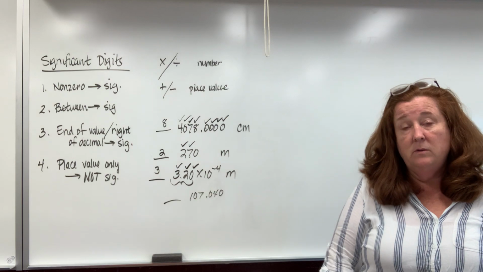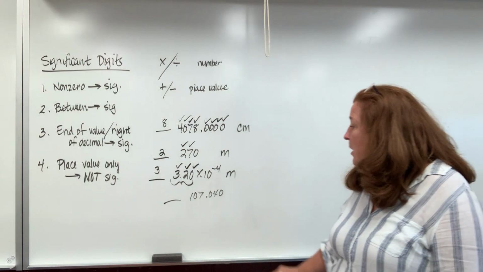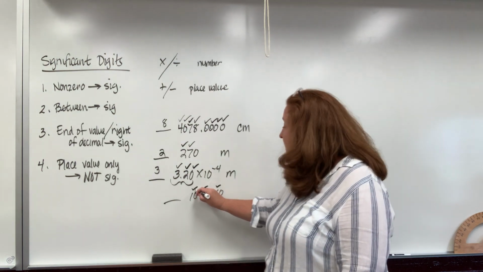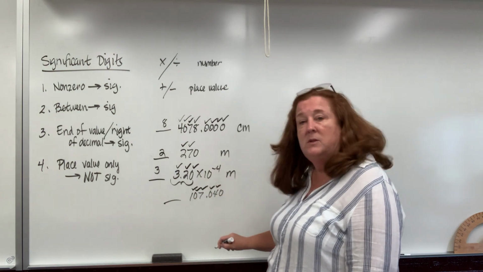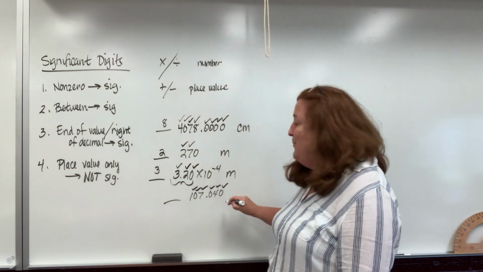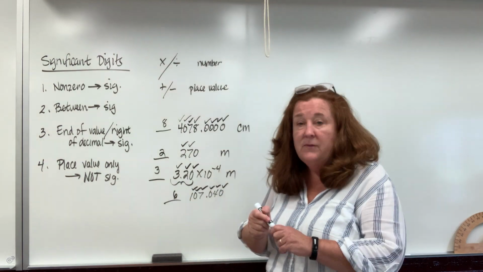Pause the video if you need to, and figure out how many significant digits. Okay, so this one has the 1, the 7, and the 4. And then that 0 is in between, and that 0 is in between, and this 0 is to the right of the number, to the right of the decimal at the end of the number. So that one has 6. That's how you figure it out.